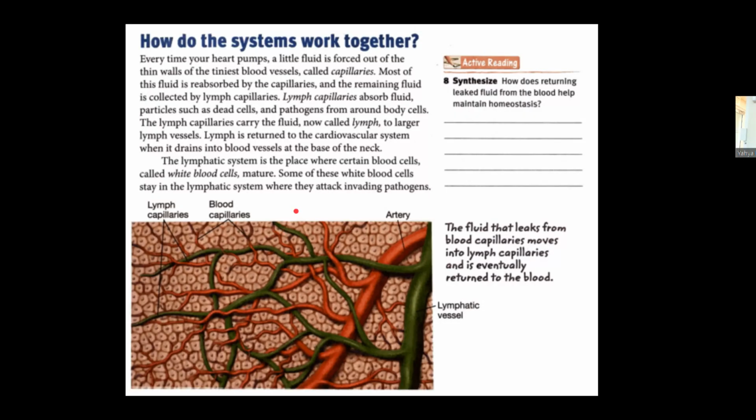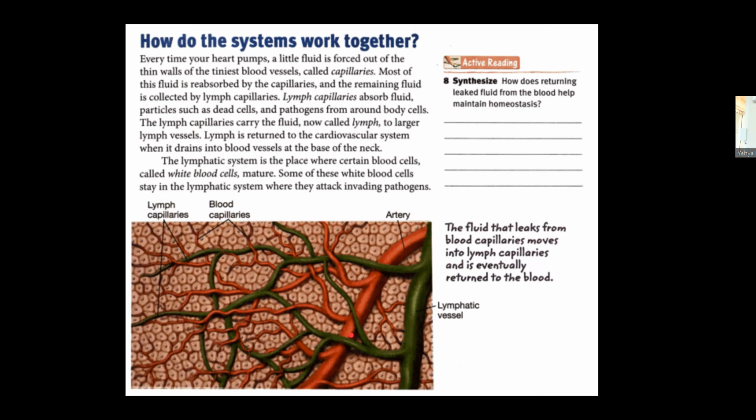So how do these systems work together? Both of these systems are responsible for taking things all over the body. So how are they different? What do they do? Well, here's what happens. The cardiovascular system pumps blood all over the body. If you take a look at this picture, you'll see these large blood vessels, arteries and veins, that transport blood all over the body. Now, when the blood is taken all over the body, sometimes some of the fluid leaks out and doesn't return back into the blood vessels.